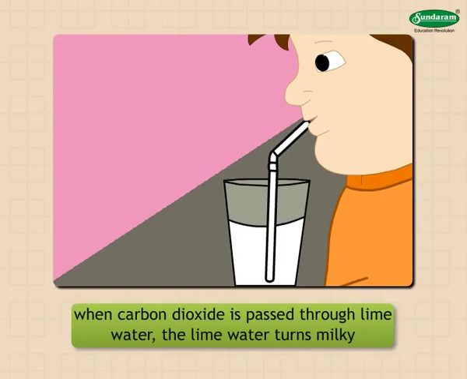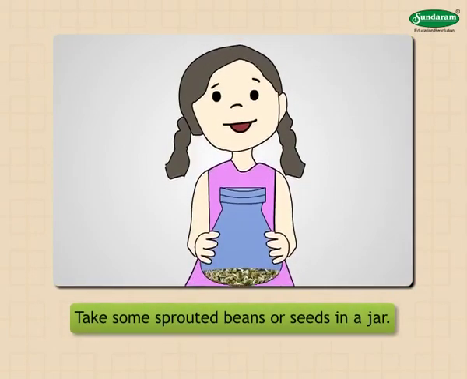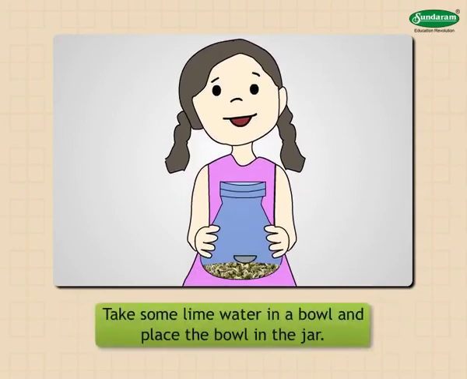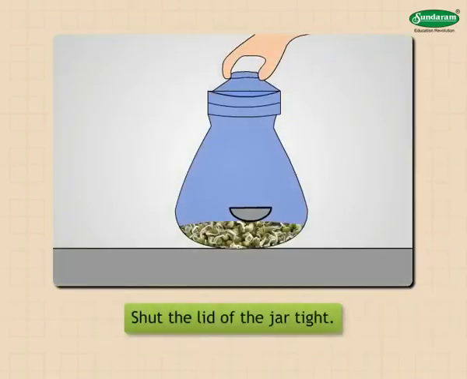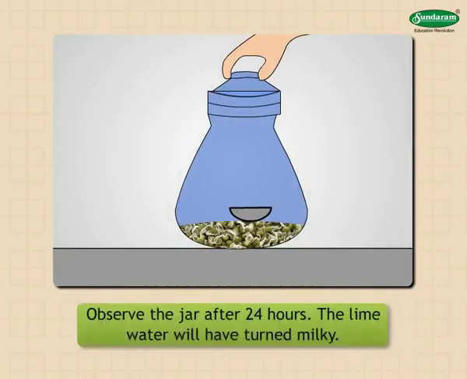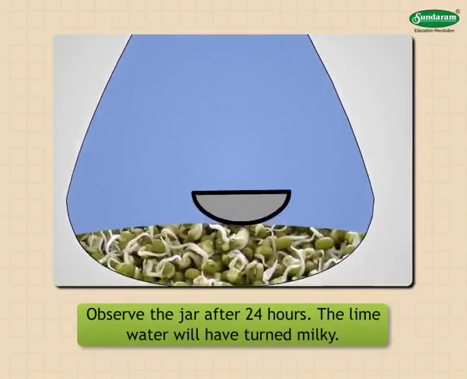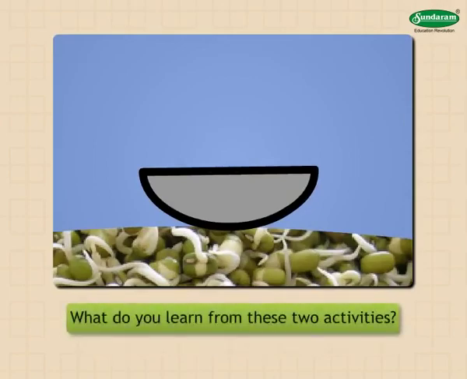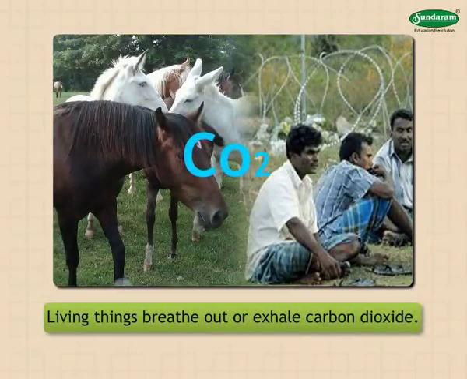Let us see another example of respiration. Take some sprouted beans or seeds in a jar. Take some lime water in a bowl and place the bowl in the jar. Shut the lid of the jar tight. Observe the jar after 24 hours. The lime water will have turned milky. What do you learn from these two activities? Living things breathe out or exhale carbon dioxide.